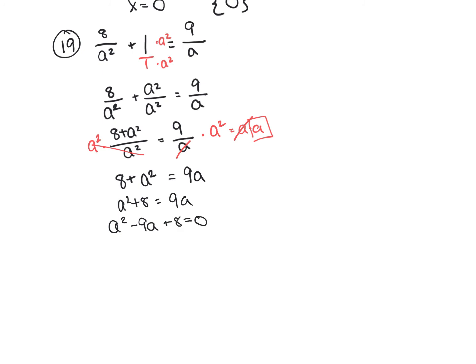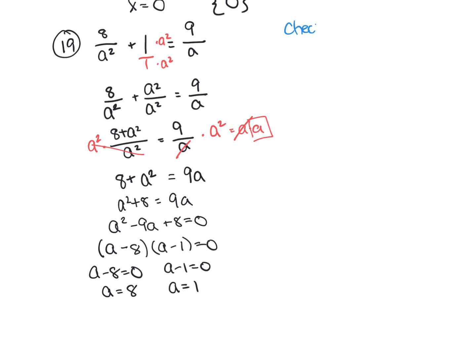From here, I'm looking for two numbers that multiply to 8 and add to negative 9. It's going to be a minus 8 times a minus 1. Now remember, if I'm trying to get a by itself, I'm going to set each of these factors equal to 0 and solve. So I eventually end up with a is equal to 8 and a is equal to 1. So now that I have some final answers, I need to go through and check my work.